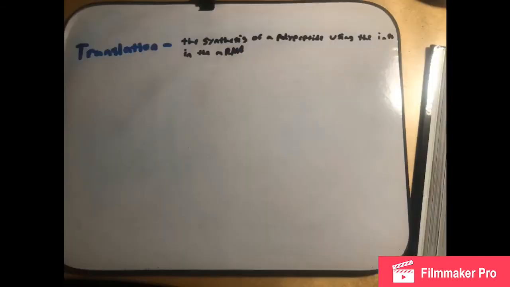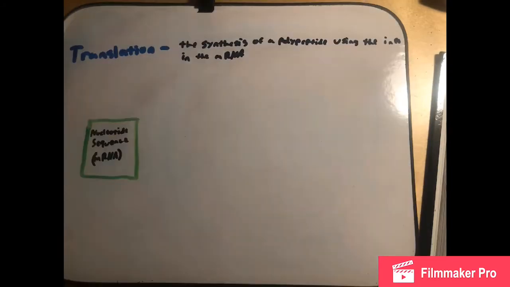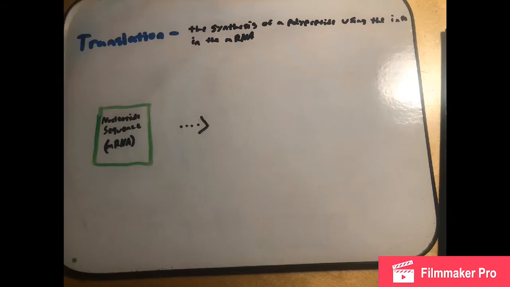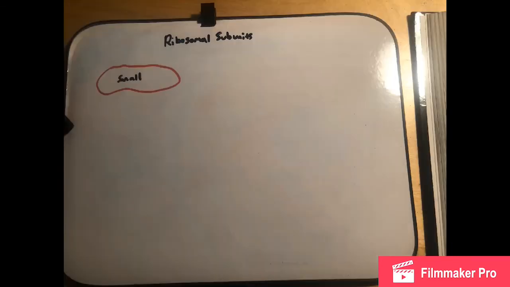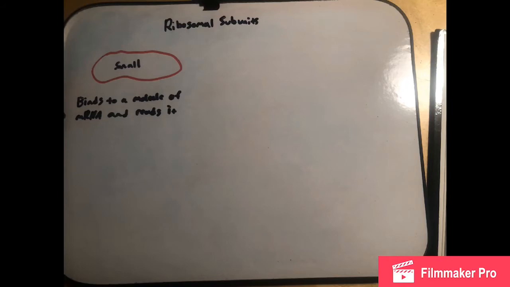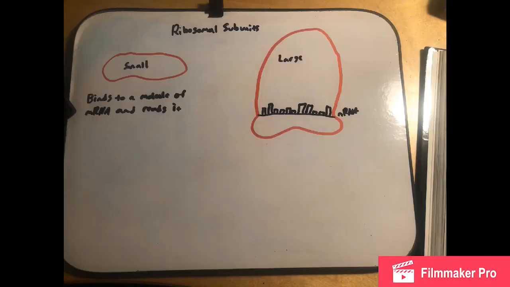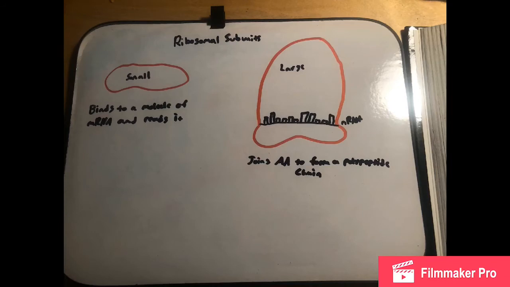Translation is the synthesis of a polypeptide using the information in the mRNA. You start with the nucleotide sequence of the mRNA, and you translate that into the amino acid sequence. There is a small and a large ribosomal subunit. The small one binds to a molecule of mRNA and reads it. The large one joins amino acids to form a polypeptide chain.